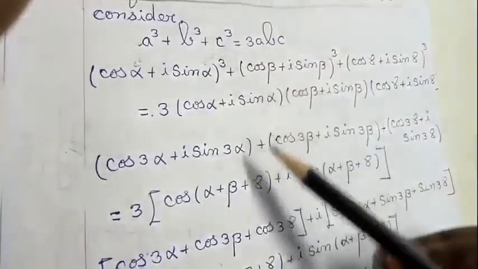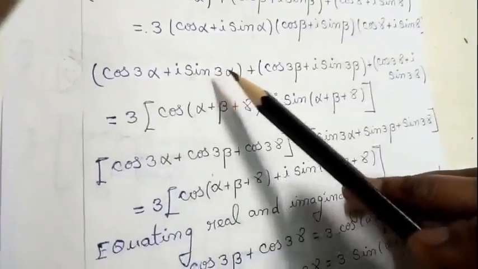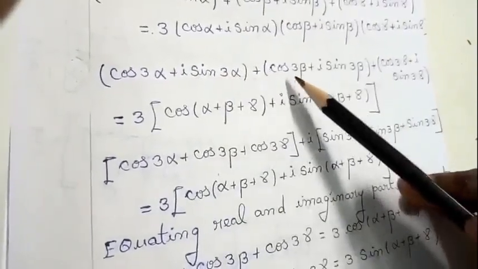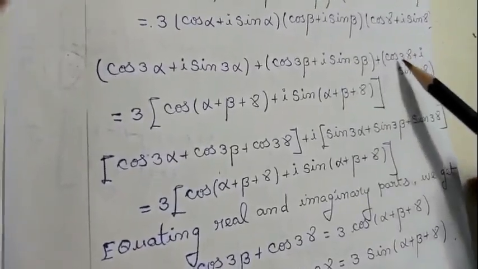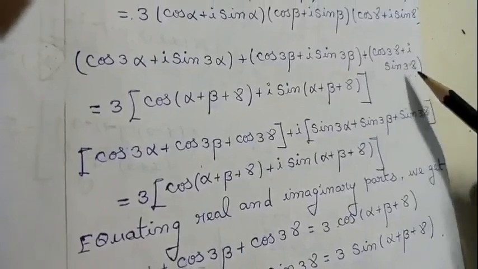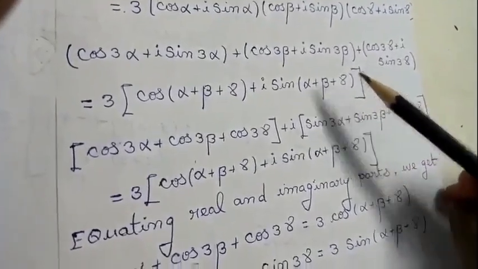See the next step I have done like this, that is cos 3 alpha plus i sin 3 alpha plus cos 3 beta plus i sin 3 beta plus cos 3 gamma plus i sin 3 gamma equal to. The left hand side I have completed like this.